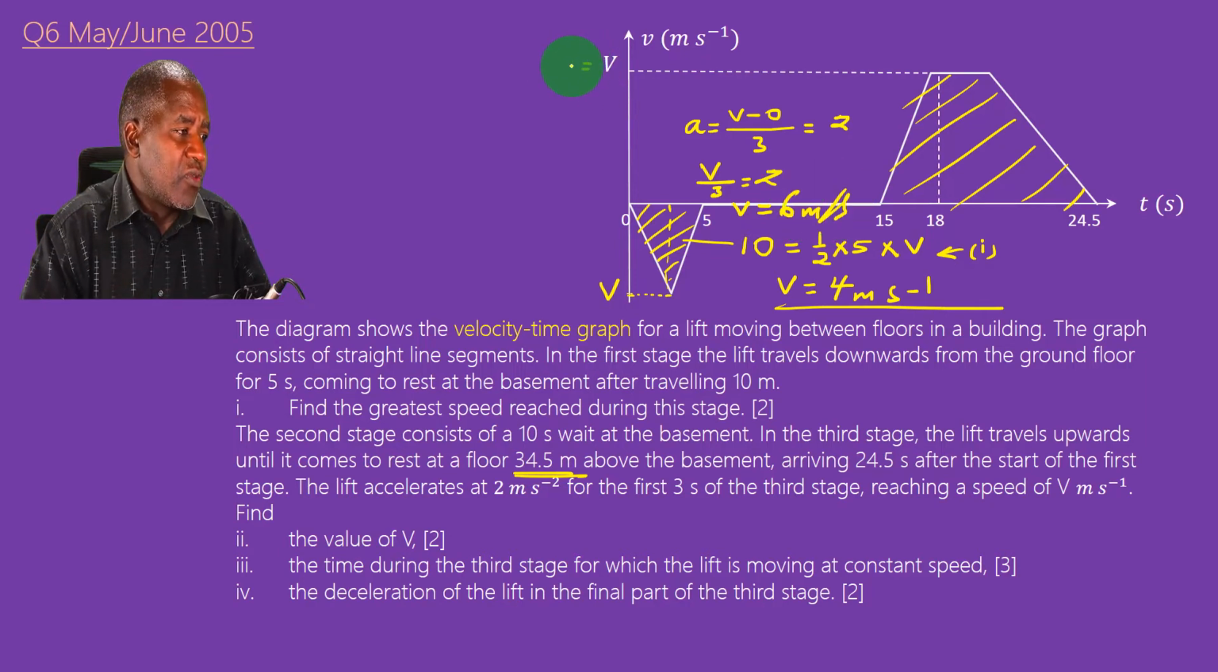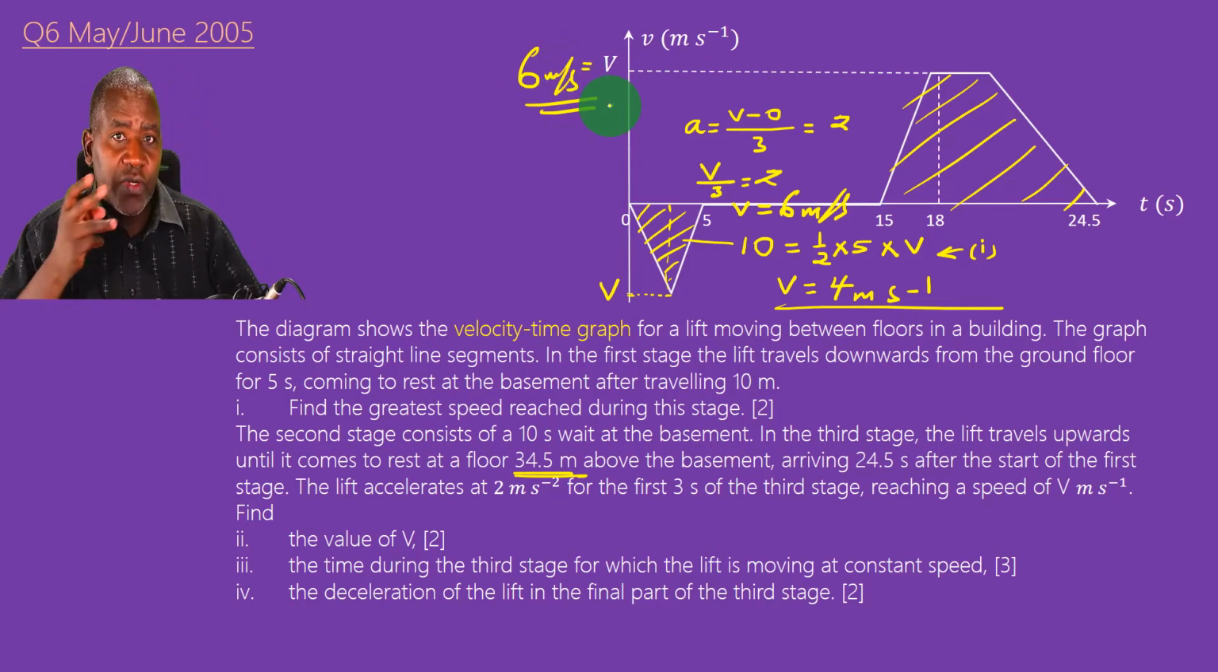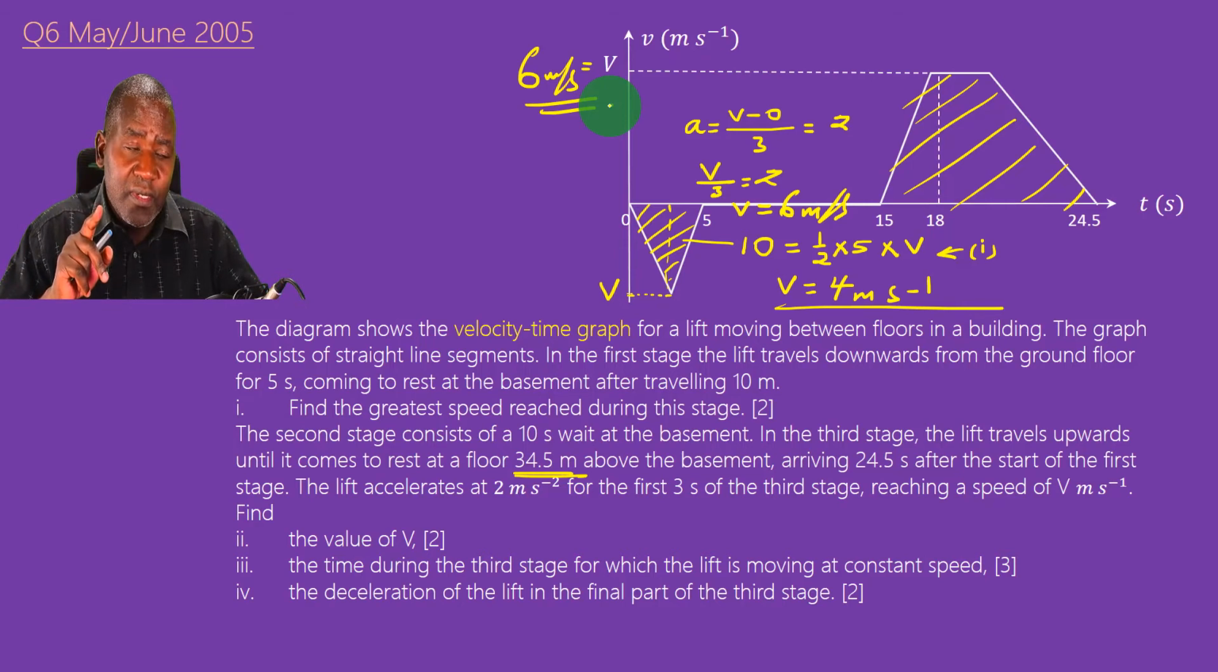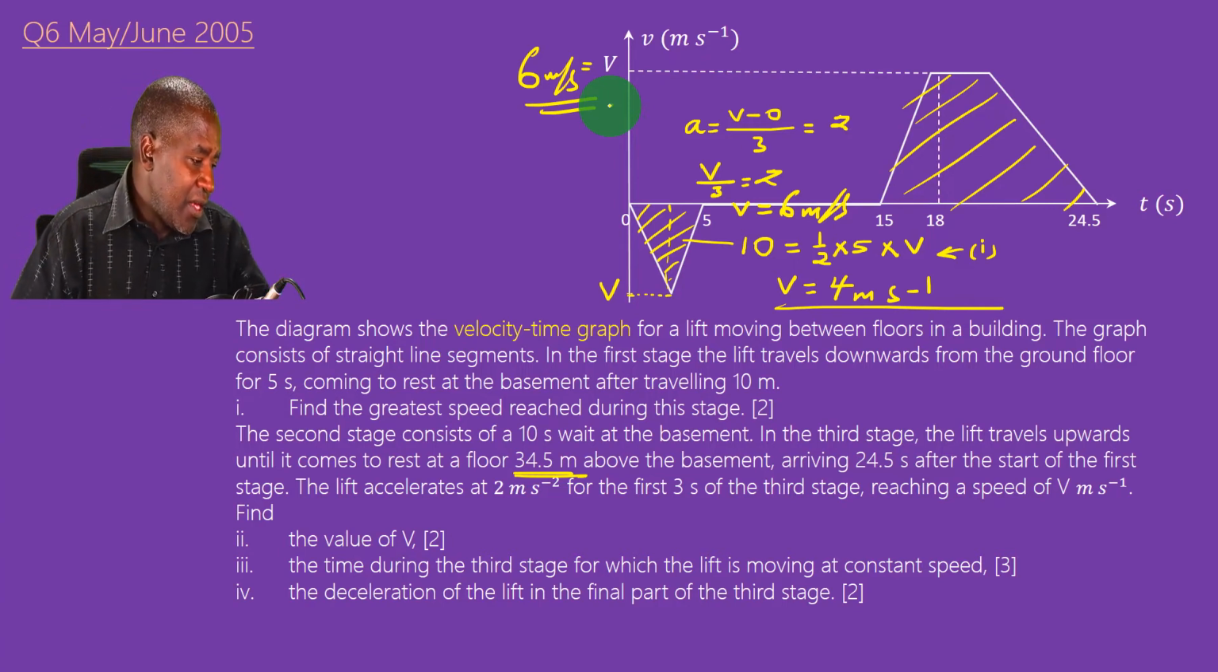That is the value of this one here, 6 meters per second. So you can see how I'm making use of those two things that I must know about velocity time graphs: the gradient and the area. So far, I've just used the first area, then I used the gradient. Let's look at part 3.